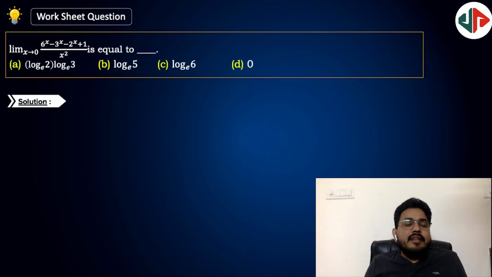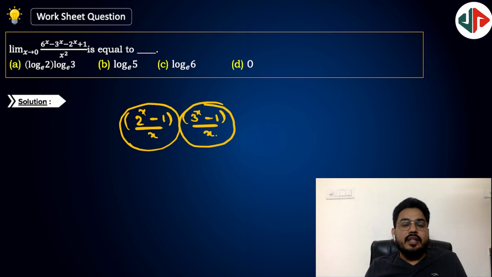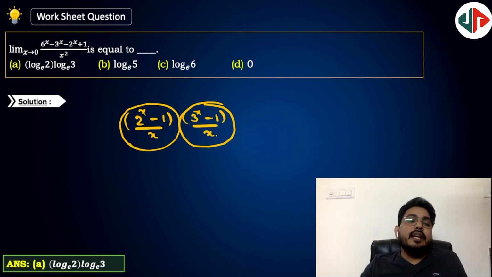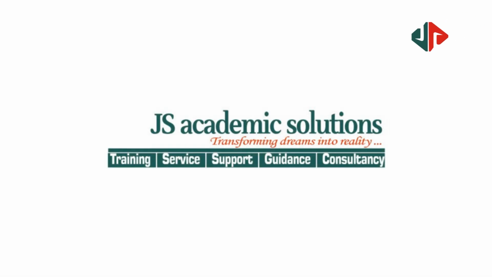What is this answer? You look at expansion or factorization. What you do, I will write this one as 2 power x minus 1, 3 power x minus 1. I will write 1 by x here, 1 by x here. So this is log 2, this is log 3. Log 2 into log 3 will be the answer for this question. So with this one, I'm concluding this.